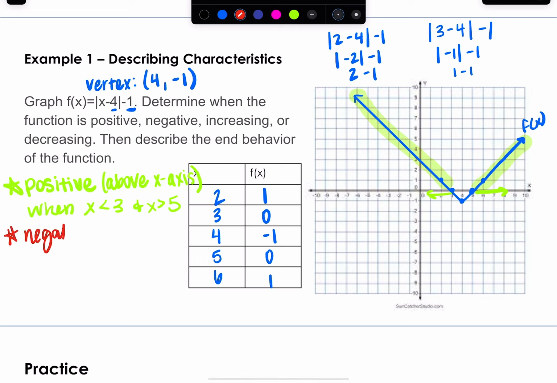Negative. So if positive is above the x-axis, negative is when we're below the x-axis. So we're looking from here to here. So the way that we'll word that interval is we'll say when x is between 3 and 5, right? And the way you write that as an inequality is 3 is less than x, which is less than 5.